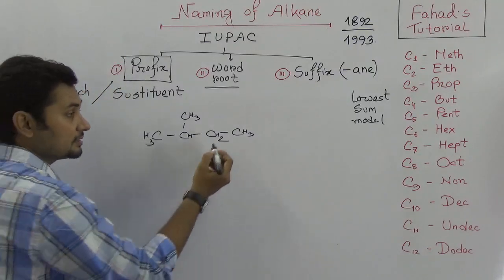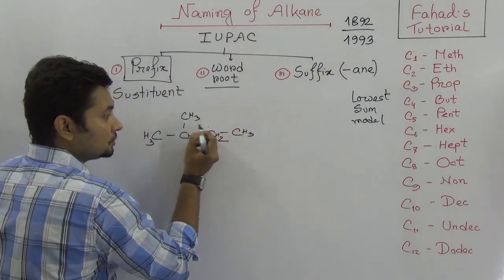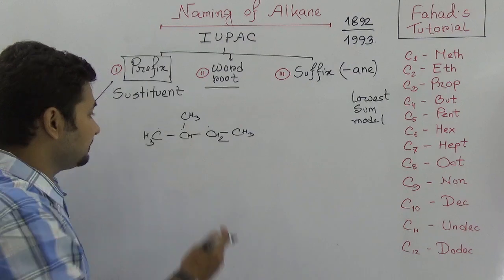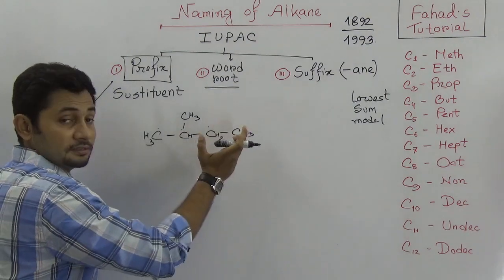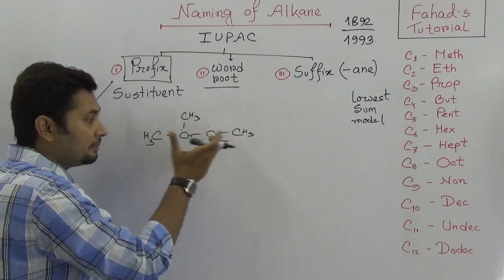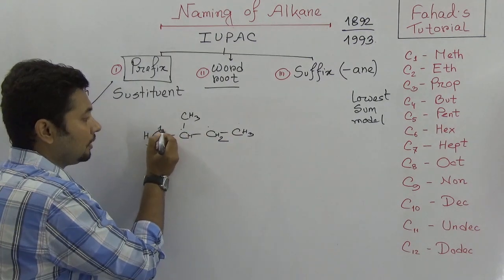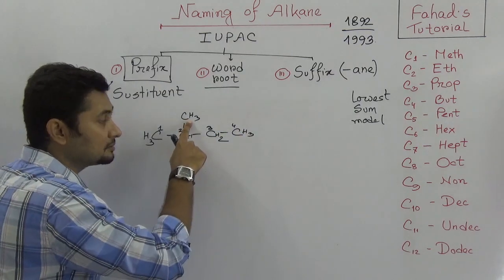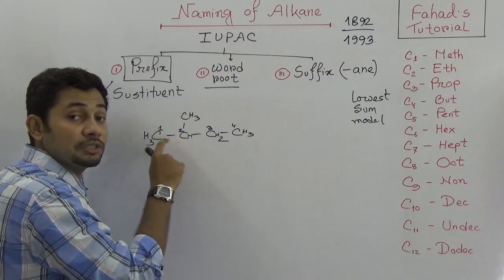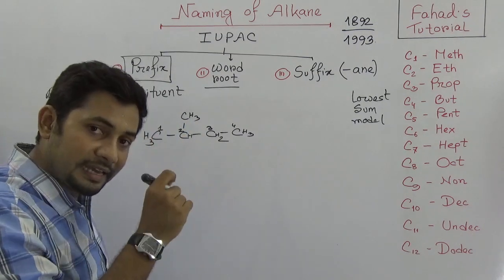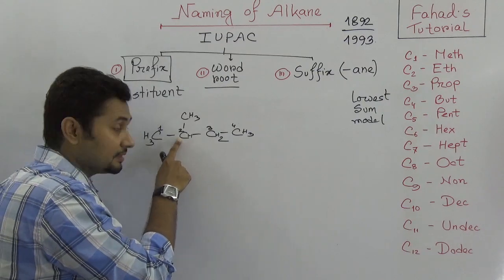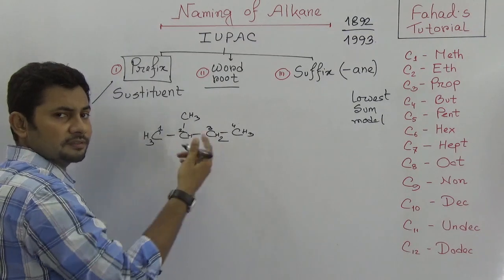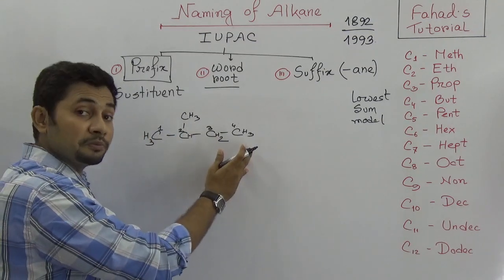Suppose if we start counting from this side, 1, 2, 3 and 4, then this methyl group is placed in number 3 carbon. But if I start from here, 1, 2, 3 and 4, simply we can see that this methyl group is placed in number 2 carbon. So as this is the lowest, the naming would be, we know this is 4 carbon, there is no double bond, this is alkane, so simply this is butane.